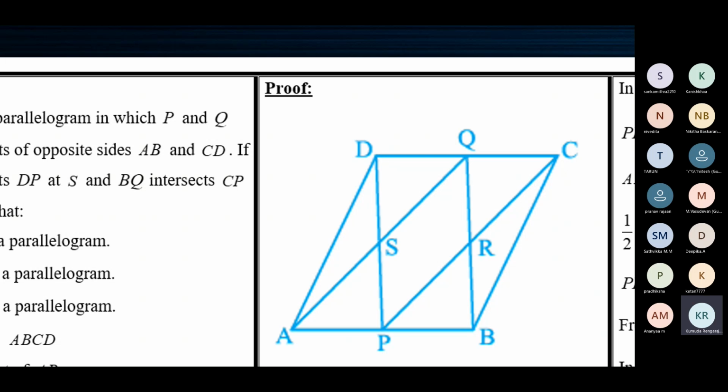So this way we prove that PB and DQ, the opposite sides, are parallel and equal, so it's a parallelogram. In a quadrilateral, if you prove that one pair of opposite sides is parallel and equal, it's a parallelogram. Do we get that? Yes, ma'am.